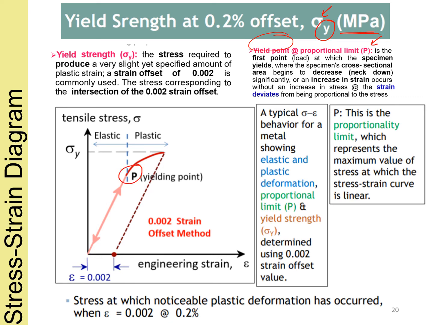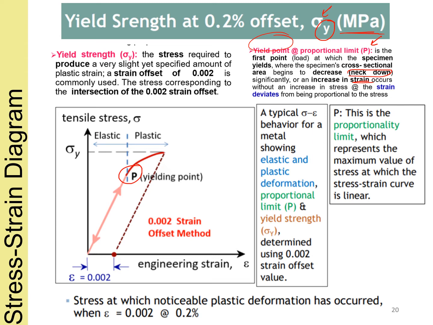Here is the first point, the load at which the specimen yields, where the specimen cross-sectional area begins to decrease. Here, it necks down. Significantly, an increase in the strain occurs without an increase in the stress, and the strain deviates from being proportional to the stress. So how do you find this value? By using the offset method.